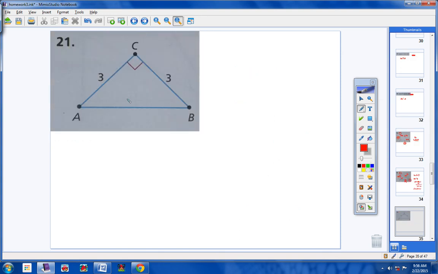Alright, on number 21, we're missing the hypotenuse. Do we know two sides? Yes, we do. So quickly, use Pythagorean's theorem, 3 squared plus 3 squared equals hypotenuse squared. 9 plus 9 equals hypotenuse squared. 18 equals hypotenuse squared. Take the square root of both sides. And the square root of 18 is 4.24. So this side right here is 4.24.